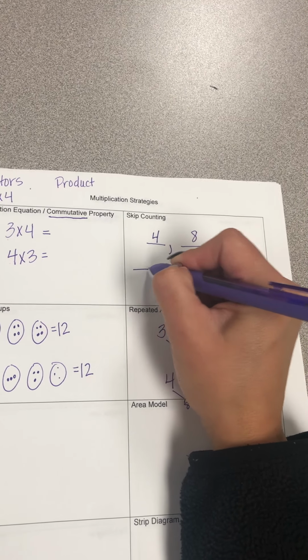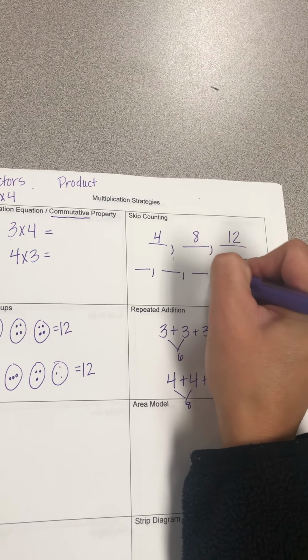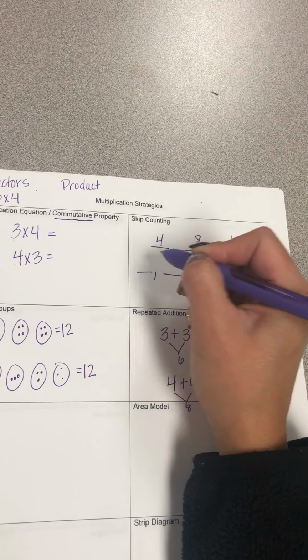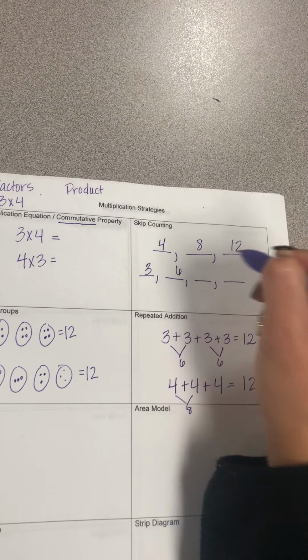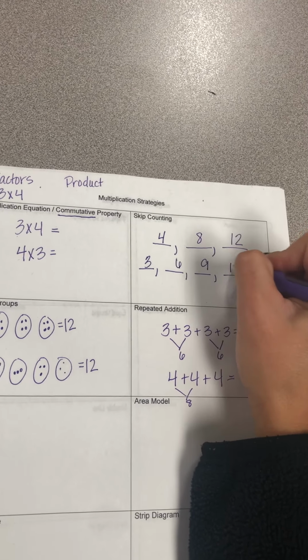And then for the next one they would write down 4 blanks, and they would skip count by 3 with their fingers. So 1, 2, 3, 4, 5, 6, 7, 8, 9, 10, 11, 12.